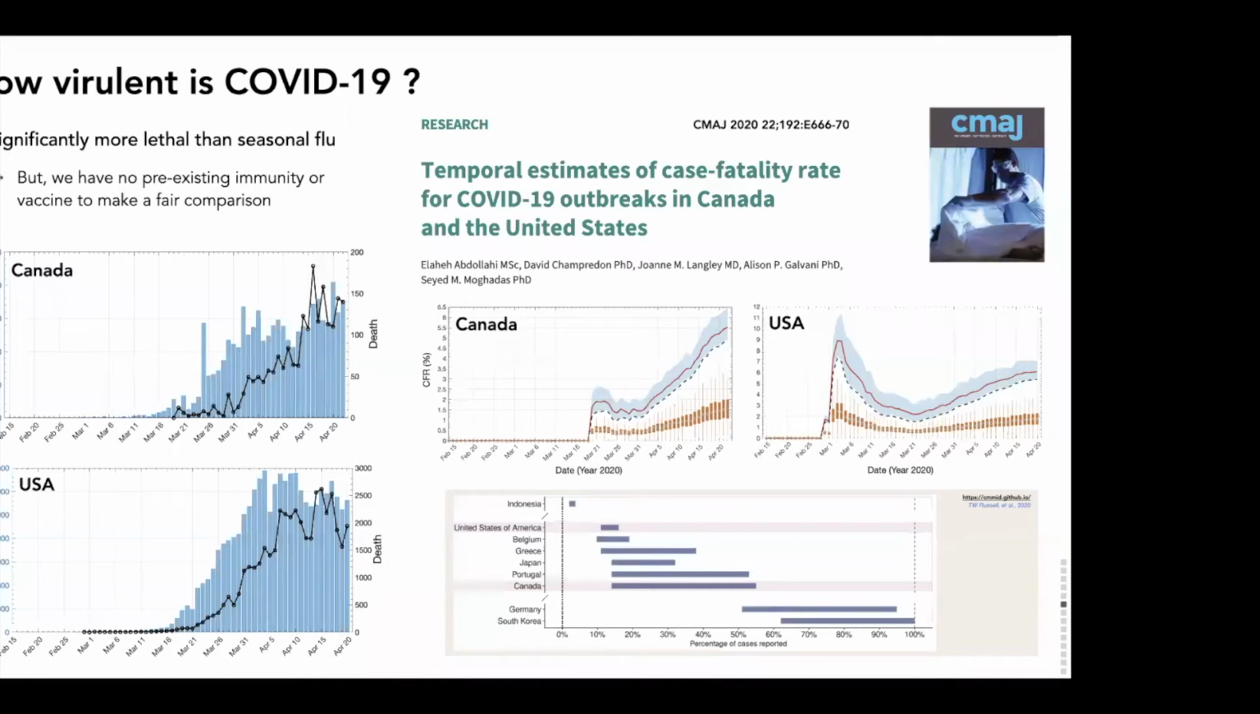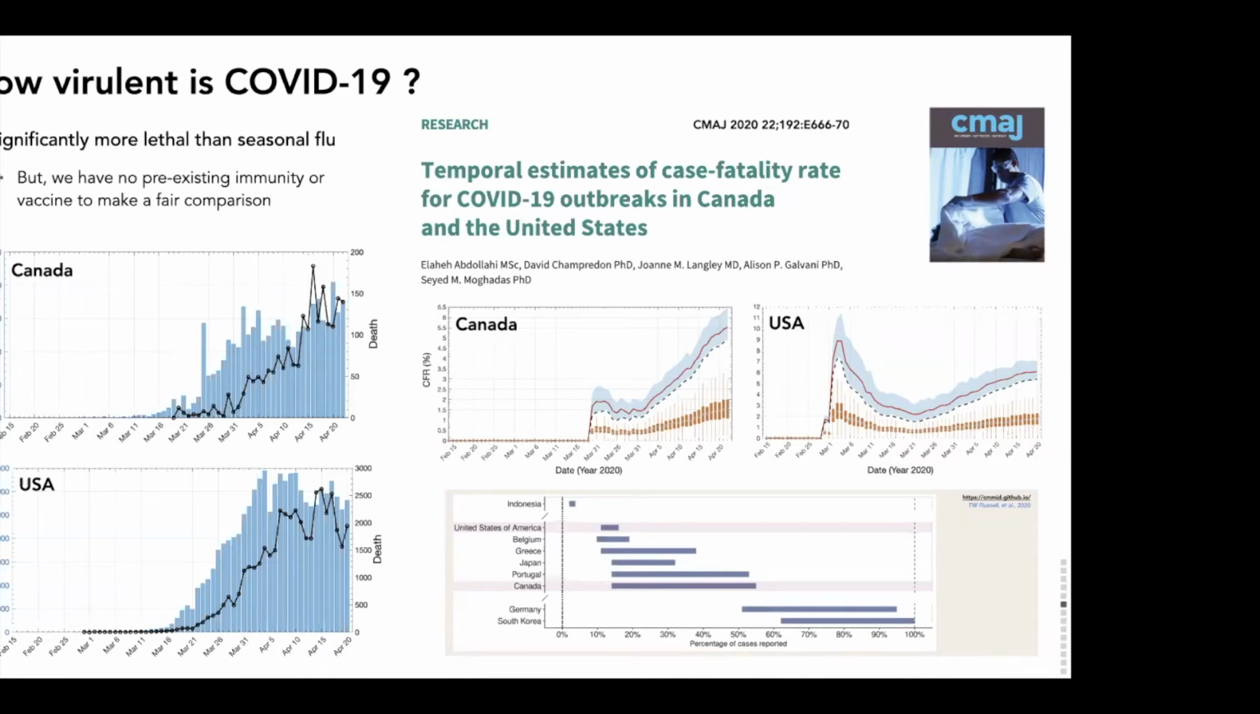But we looked at data from Canada and US infections and reported deaths. And we used a statistical methodology to consider for right censoring of the time since infection until reported death to estimate the case fatality rate in Canada and United States. Without adjusting, obviously the crude fatality rate is relatively high, but considering adjustment, the case fatality rate was somewhere between 1.5 and 2. This is early stage of the disease.